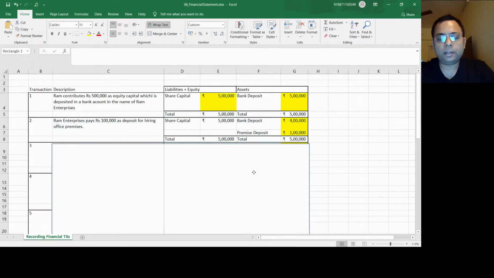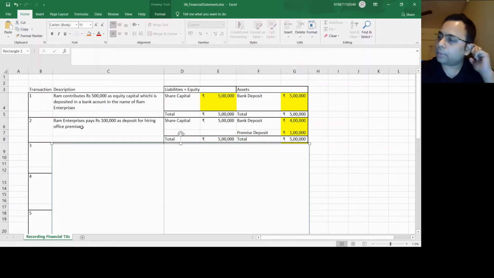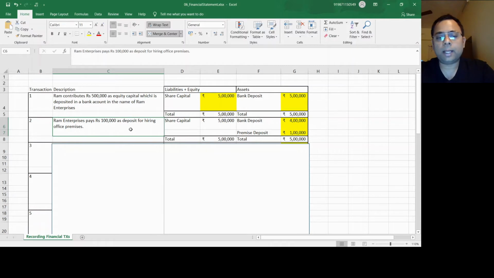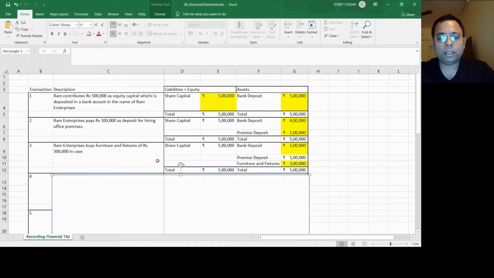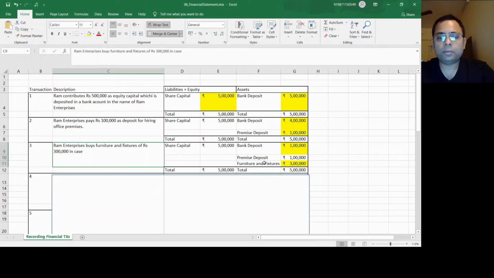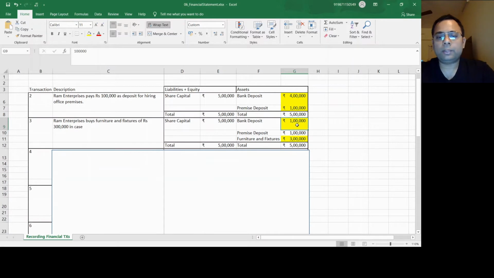The second transaction, now pay attention, it's now called Ram Enterprises, which is considered a separate entity. Mr. Ram is not the same as Ram Enterprises. Now the enterprise pays 1 lakh as deposit for hiring office premises. So office premises gets added as a row item, and the 5 lakh becomes 4 lakhs. The third transaction is that furniture and fixtures worth 3 lakh rupees are bought and added here, and bank deposit reduces from 4 lakhs to 3 lakhs.